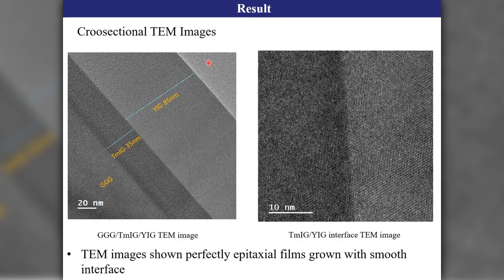And this is the quality TEM data that we have done in the NISER setup. As a cross-sectional TEM image, this YIG film is of 85 nanometer, this TMIG of 35 nanometer, this is the GGG substrate, and you can see the clearly good epitaxial film growth. This is the interface of the TMIG and YIG, which has a smooth interface.